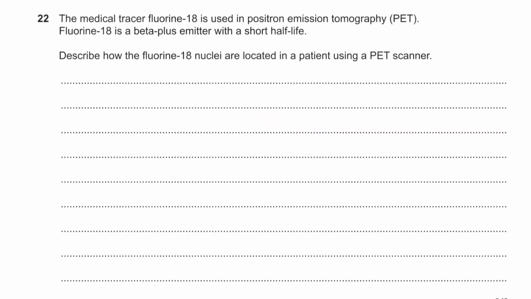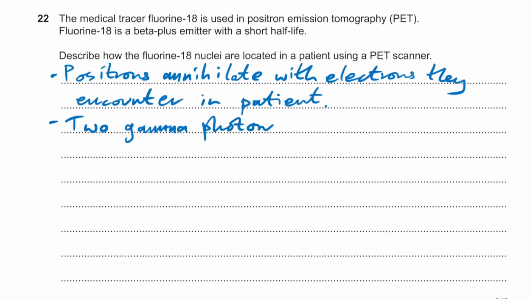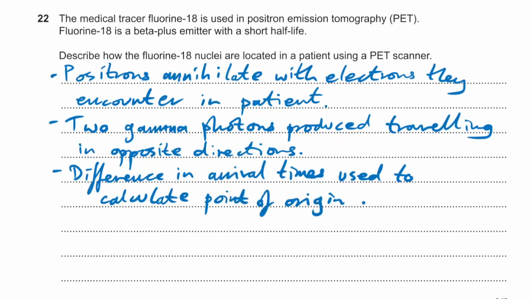22. The medical tracer fluorine-18 is used in a PET scanner. It's a beta plus emitter with a short half-life. Describe how the fluorine-18 nuclei are located in a patient using a PET scanner. So the positrons annihilate with electrons they encounter in the patient. Two gamma photons are produced, traveling in opposite directions. Then we can say the difference in arrival times is used to calculate the point of origin. There we go.